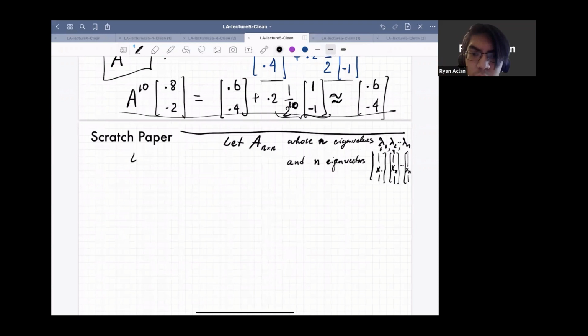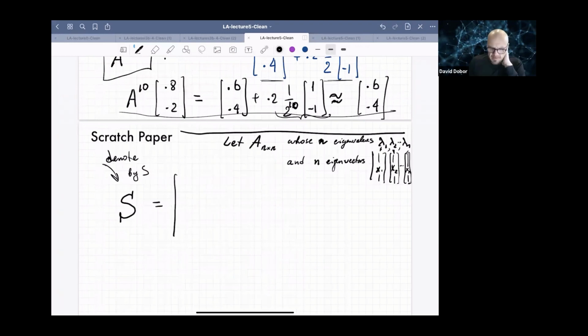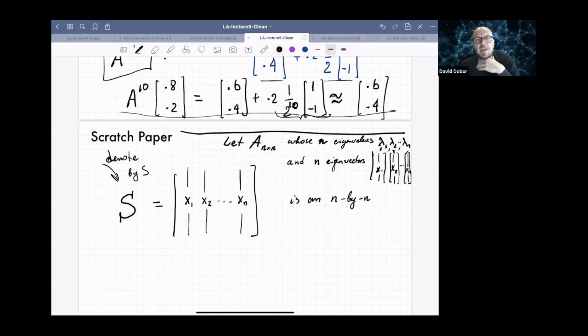I'm writing these vertical bars just to indicate that this is a column. The length of the column, you're asking? Yeah, it's n, right? It's an n component vector. So we're going to put those columns into a matrix, and we're going to denote this by S. Just simply taking each one of these eigenvectors and putting them into the columns, side by side, tagged next to one another. And you'll have n of them. What's the size of this matrix? It's an n by n matrix because each column is n tall and I have n of them, n eigenvectors.